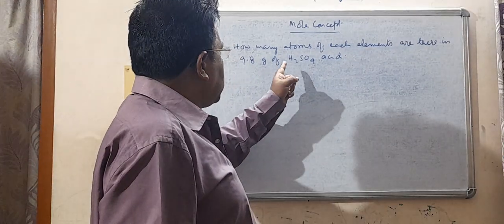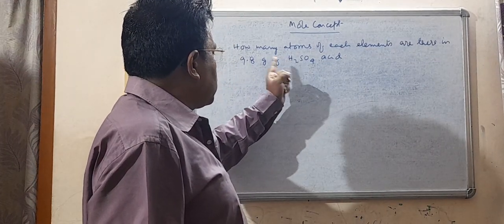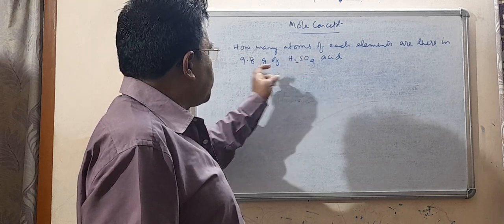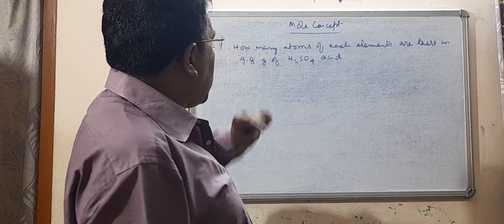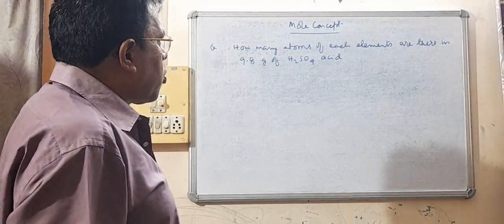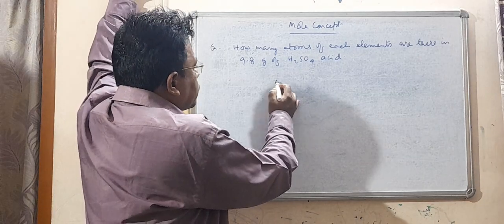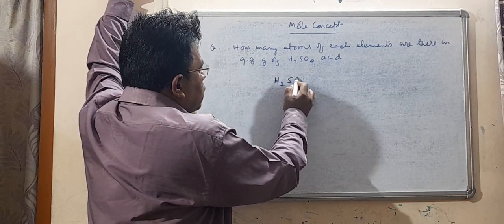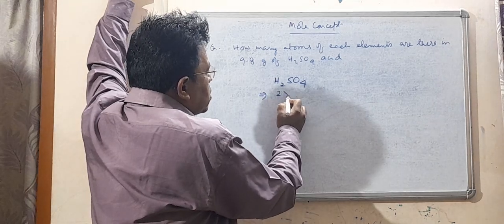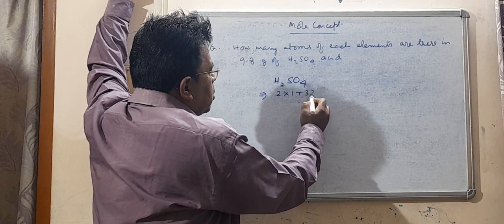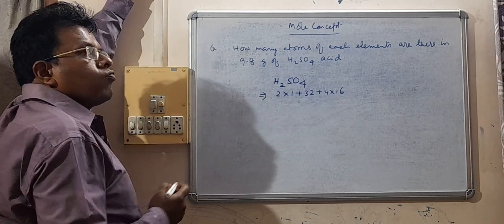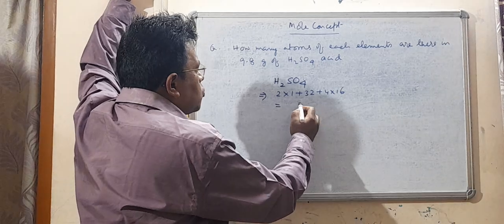So we have to find out the number of atoms of hydrogen, the number of atoms of sulfur, the number of atoms of oxygen present in 9.8 gram of sulfuric acid. So we have to proceed like this. First, for H2SO4, we have to calculate its molar mass: 2 into 1 plus 32 plus 4 into 16. Molar mass will come out to be 98.